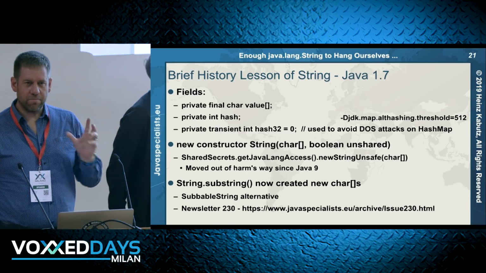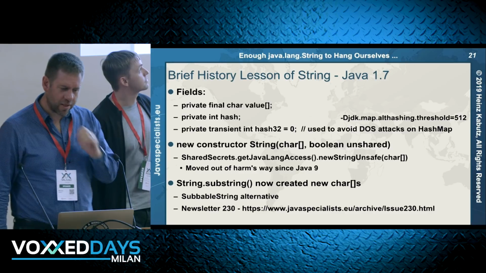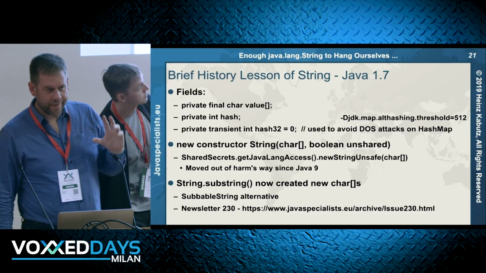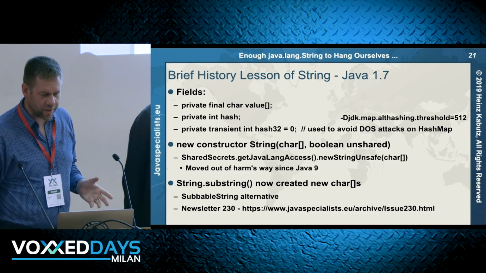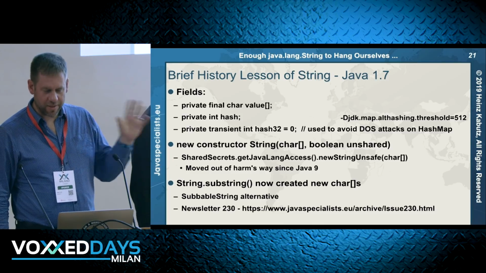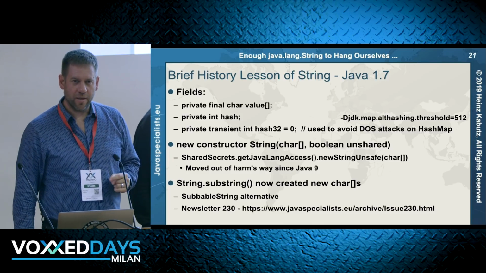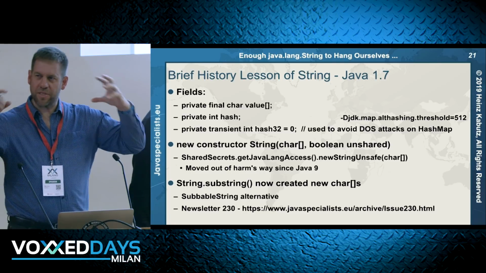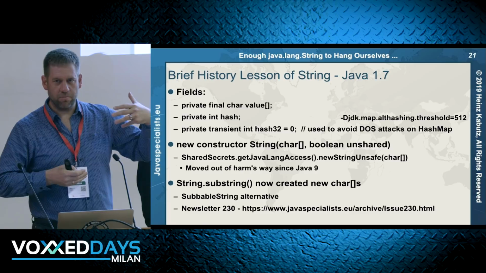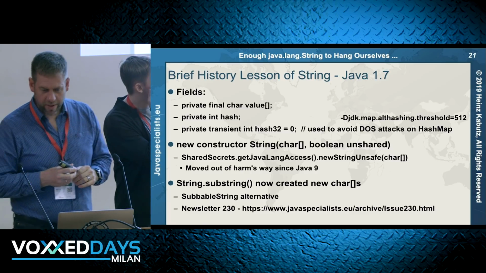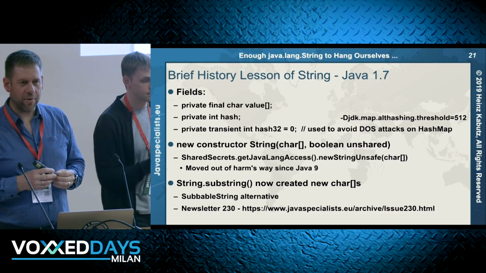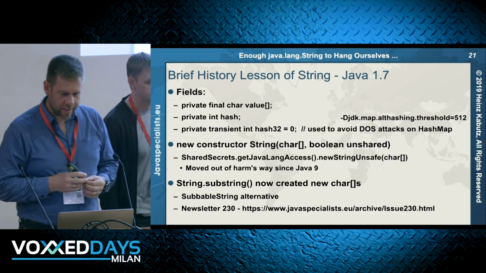All right. And also there was another constructor which we could abuse, which we passed in a char array and a boolean unshared. Now this method was package access, but you could access it with SharedSecrets.get JavaLangAccess, a String unsafe with a char array. And that would then use the same char array as you pass in for the string. So if you wanted to minimize memory usage, you could do that. Now they've moved that out of harm's way for Java 9, and it wouldn't really work in Java 9 anyway because now they've got byte arrays instead of char arrays.